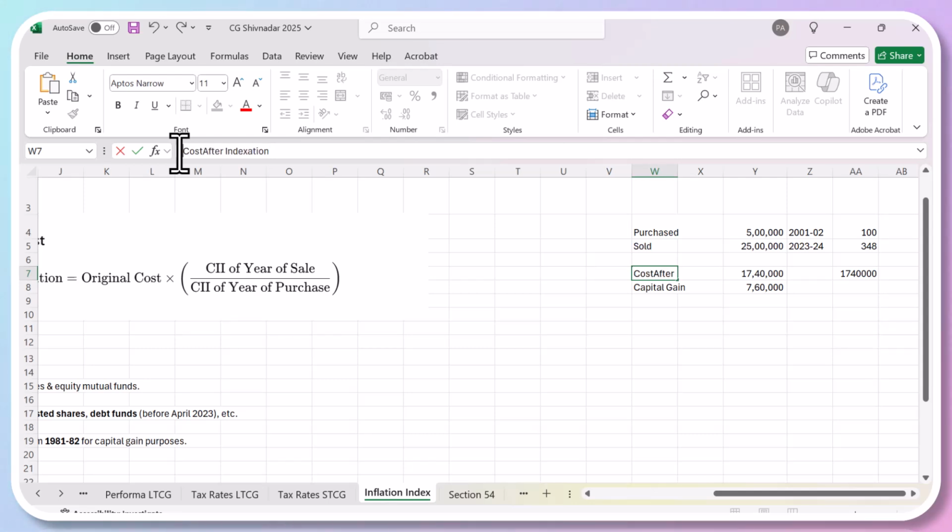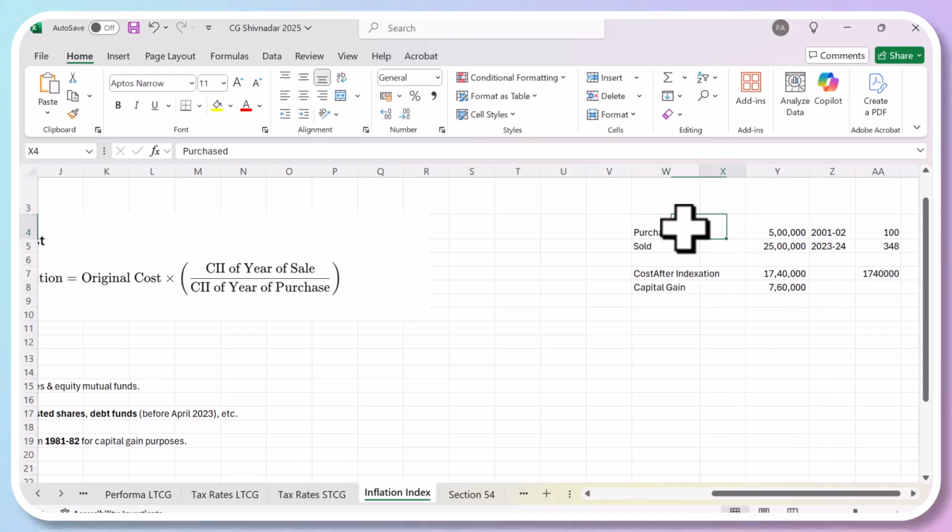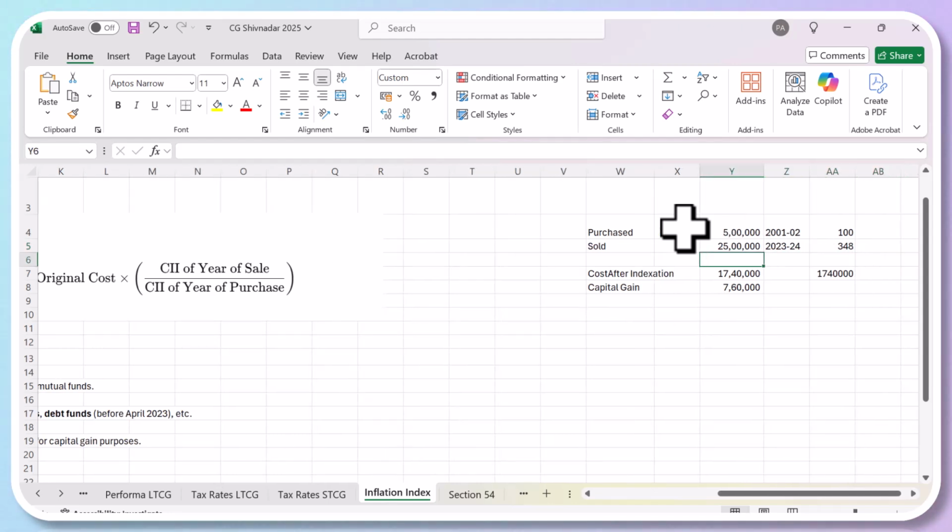Suppose now, you have purchased a property for 5 lakhs. When? In 2001, 2002, when the index was 100. When you sold it at 25 lakhs. When? In 2023, 24, when the cost of inflation index was 348, which means you have to calculate what is the cost after indexation. So how we do it basically is that I'm just going to use the formula here again. You take this 5 lakhs into 348 divided by 100. So you'll have this thing.